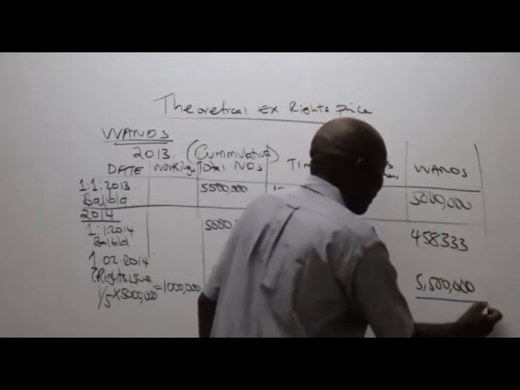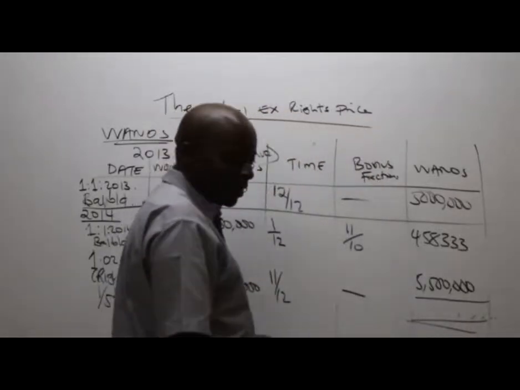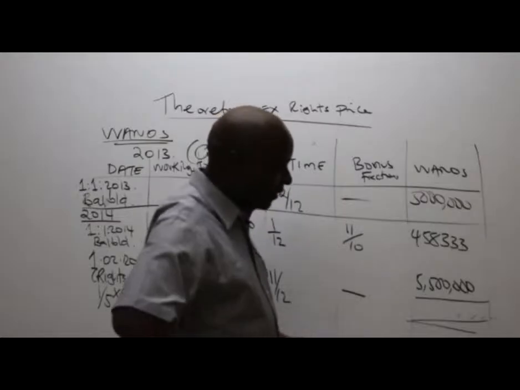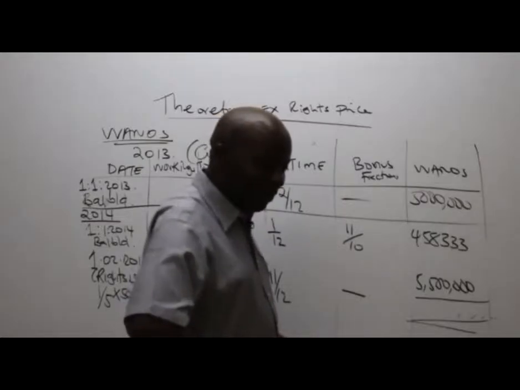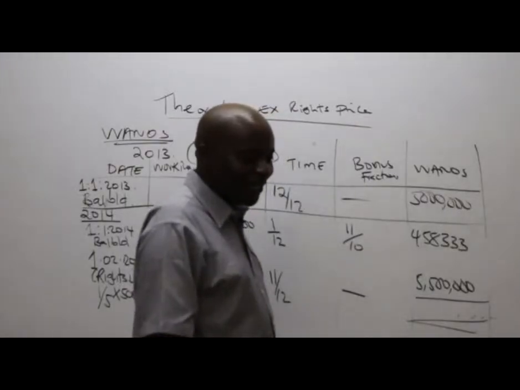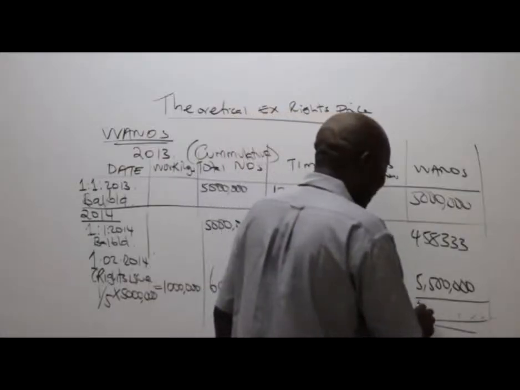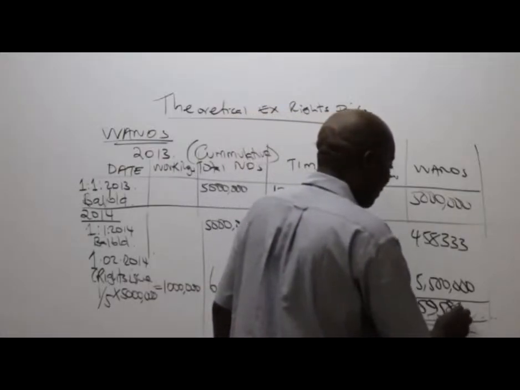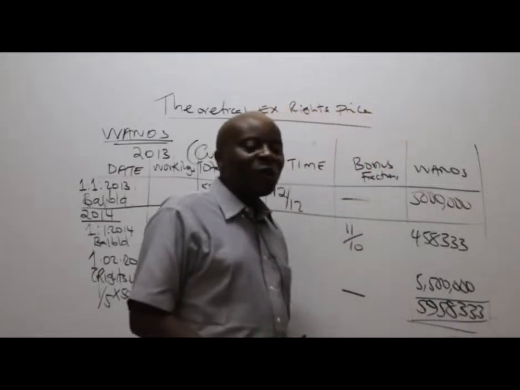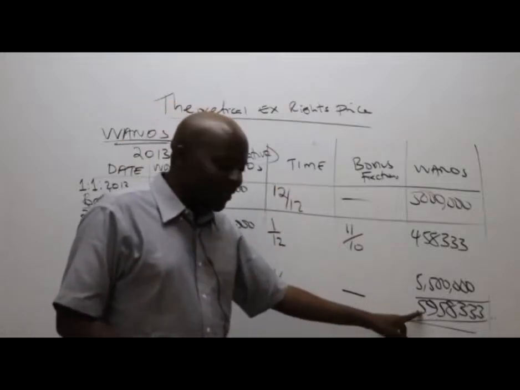Then could you kindly come and give me the total one-offs as at the end of the year 2014? As at the end of the year 2014, what do we have here, somebody? Please give me an answer. Wanasema ni 5,958,333. Now, I would want to know whether there is any student who has tried using a different formula, but at the end of the day, we have gotten the same answer.